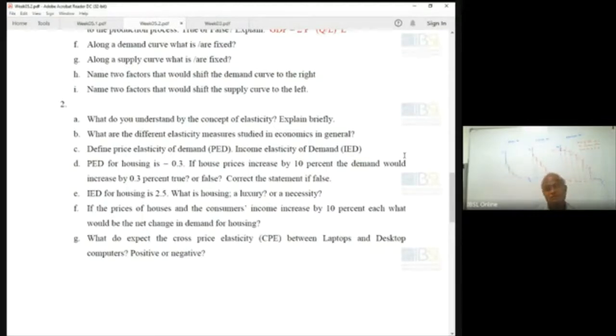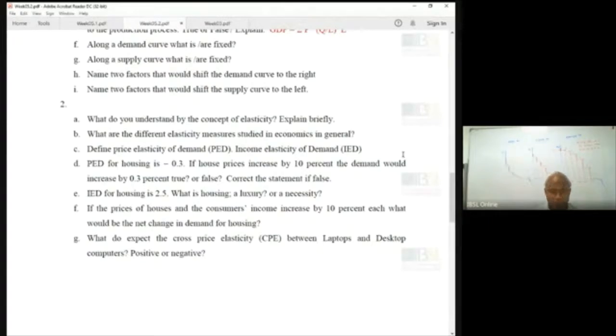Explain briefly. What are the different elasticity measures studied in economics in general? In general, there are a large number of measures, but we discussed PD, ID, CPD, PES: price elasticity of demand, income elasticity of demand, cross price elasticity of demand, price elasticity of supply. We discussed four measures. Right. Elasticity, you can define. Define price elasticity of demand. Define income elasticity. What is defined price elasticity? You write down the formula.